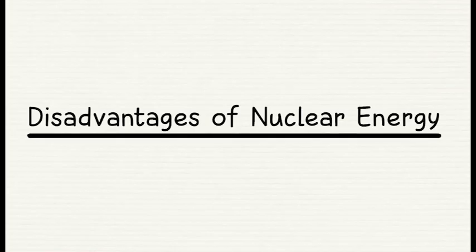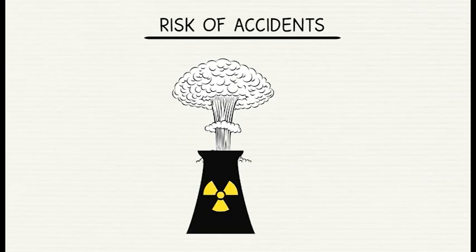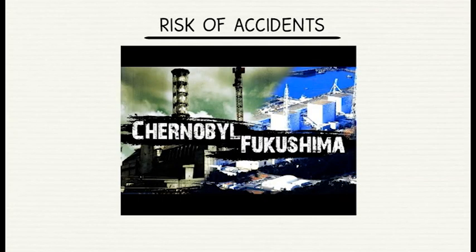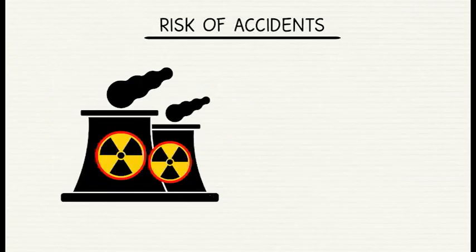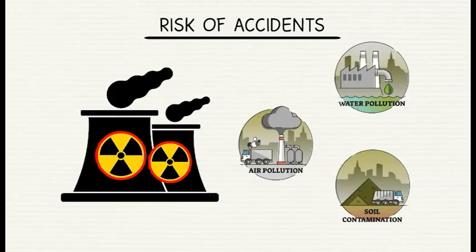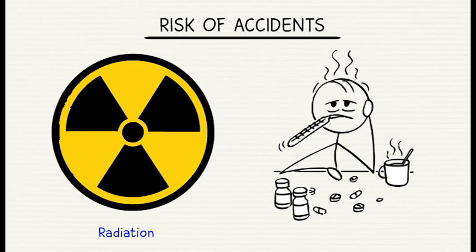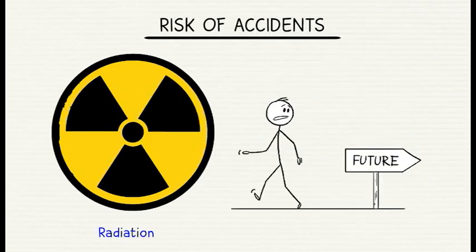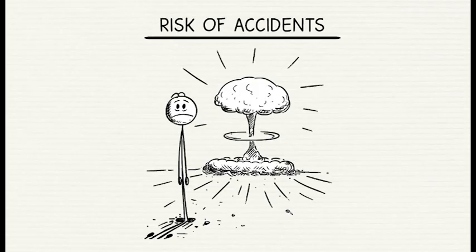Disadvantages of nuclear energy. Risk of accidents. One major disadvantage of nuclear energy is the risk of accidents. Nuclear accidents like Chernobyl and Fukushima have shown that failures in nuclear power plants can lead to serious long-term environmental and health problems. Radioactive materials released during such accidents can contaminate air, water, and soil, making large areas unsafe for living or farming. Exposure to radiation can cause severe health issues, including cancer, and may affect future generations. Although modern safety systems have improved, the possibility of accidents still raises concerns about the overall safety of nuclear power.